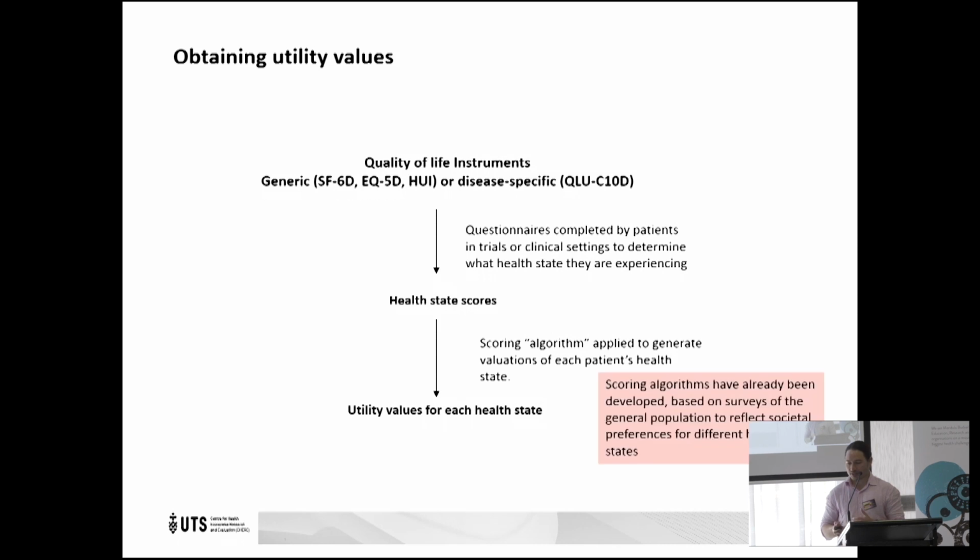The algorithms have already been developed, so they're sourced from samples of the general population. The general population were surveyed, and there's a range of methods, but essentially they respond to a range of questions about the different health states and their preference for those health states, and that converts the questionnaire responses into a value between 0 and 1.